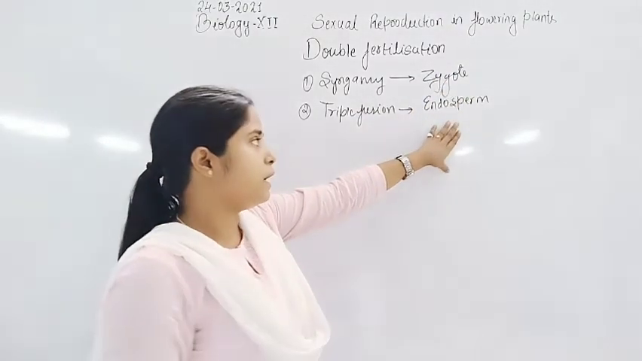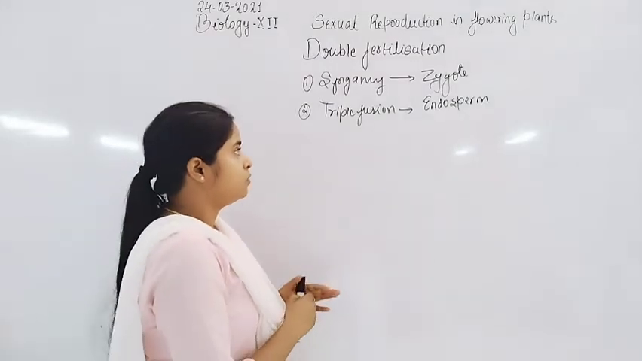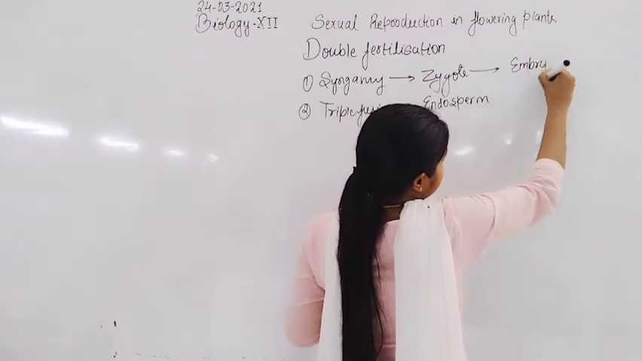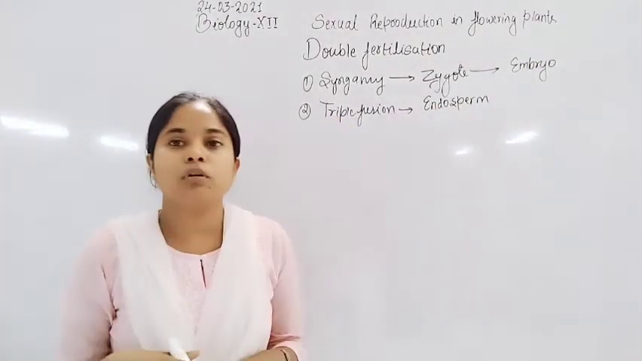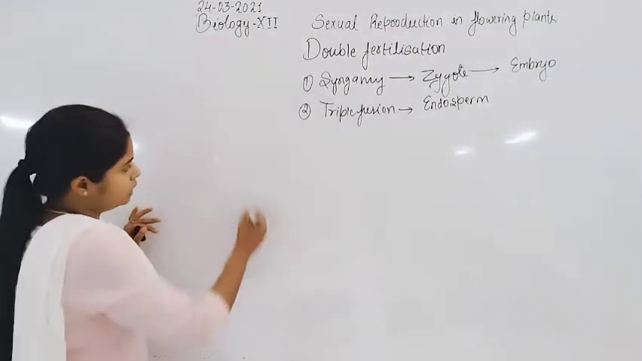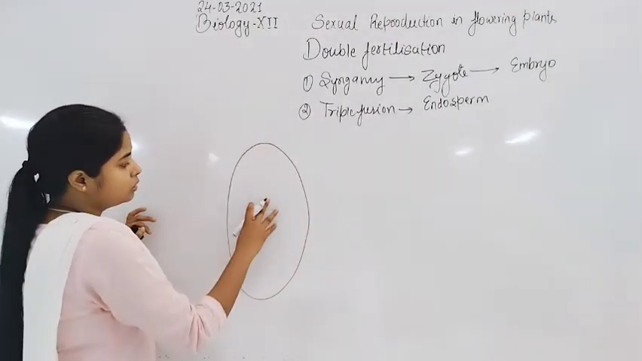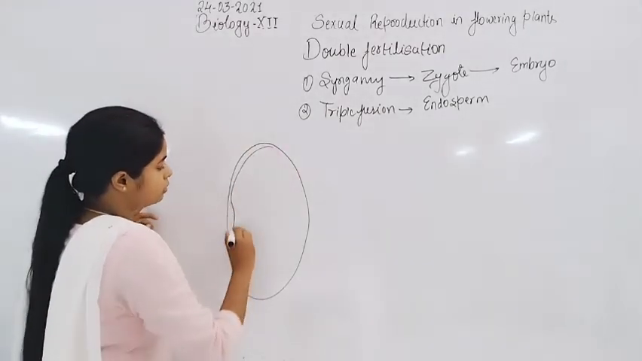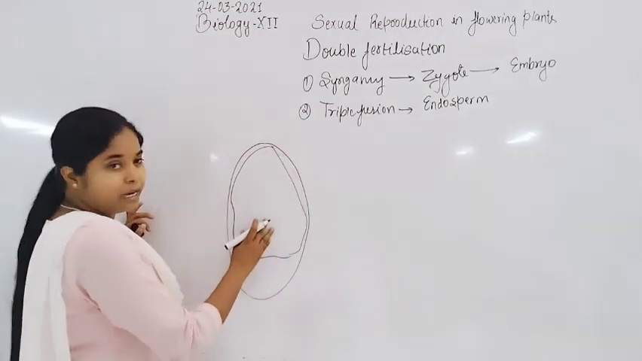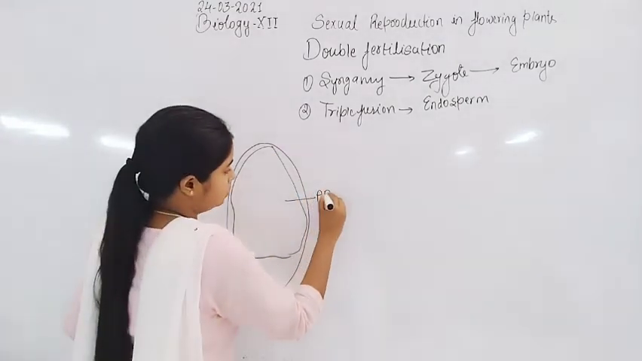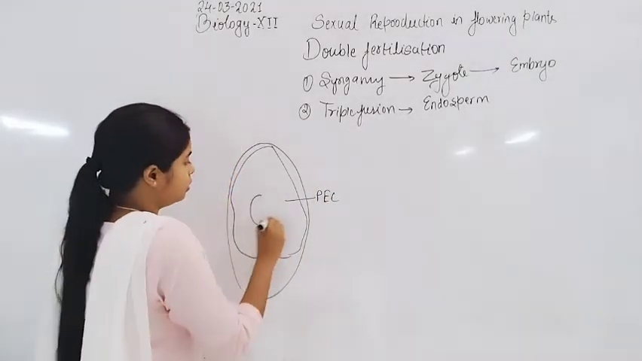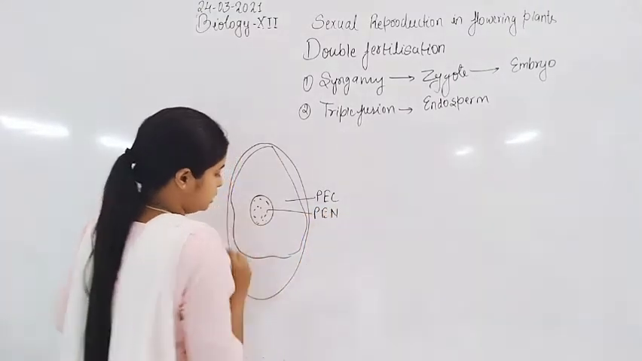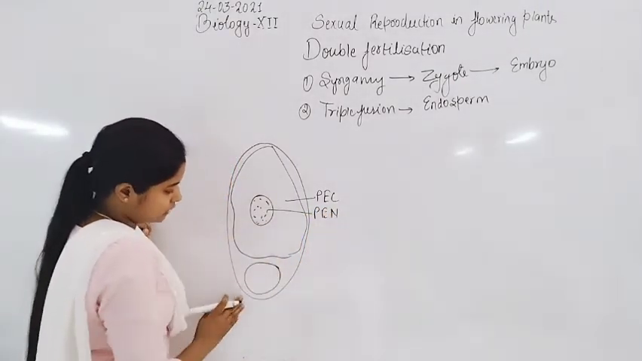So the zygote and endosperm form. Finally the zygote is converted into the embryo and the whole ovule is converted into the seed. Here is the embryo cell. We already know the antipodal cells become degenerated, and here is the primary endosperm cell, in which is the primary endosperm nucleus, and this is the zygote.